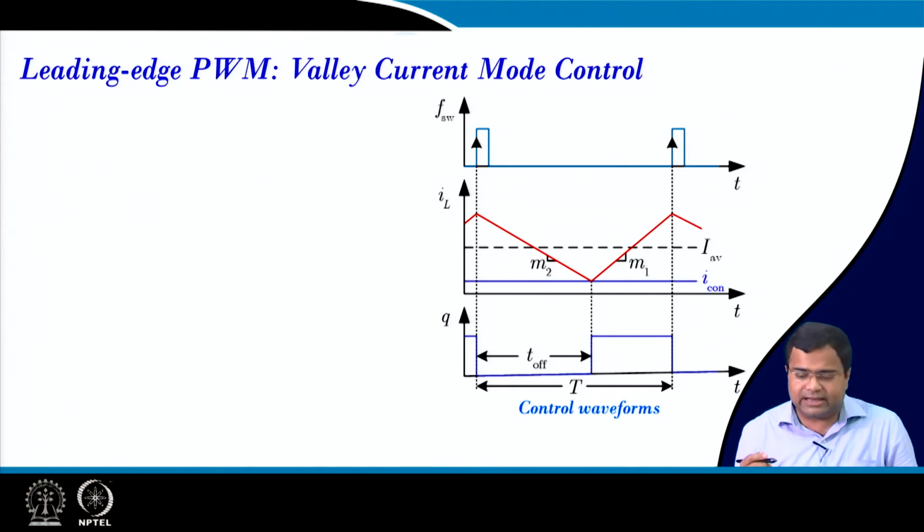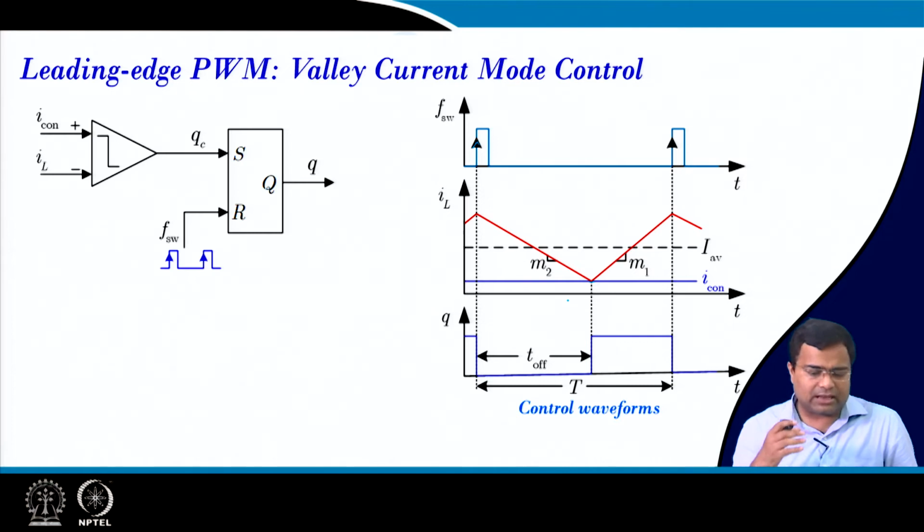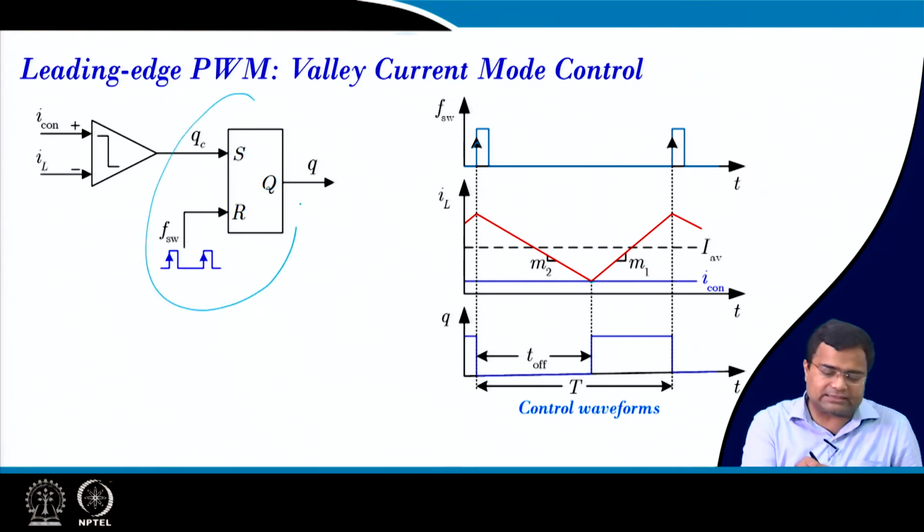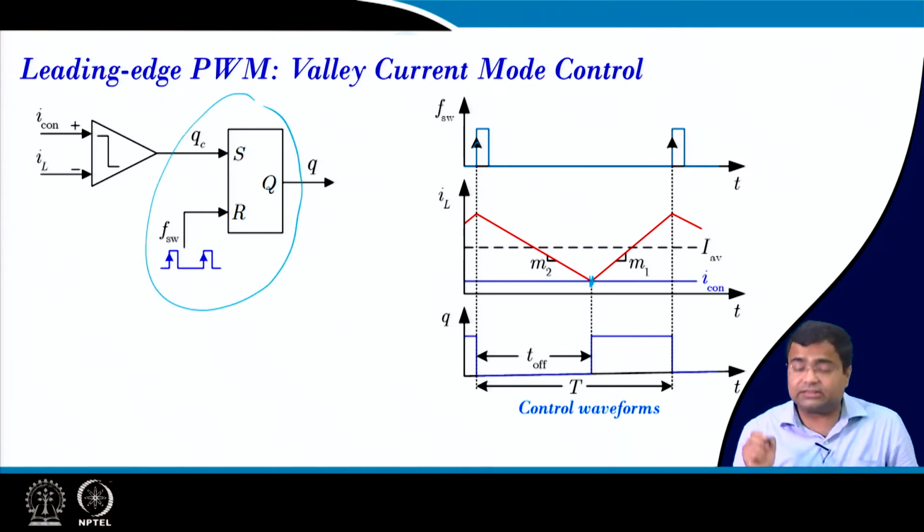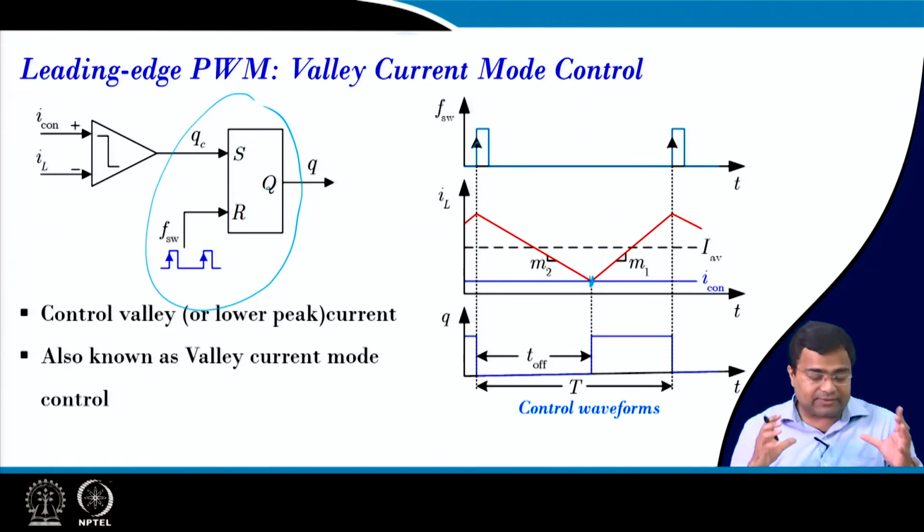Then if we take the leading edge, as I have discussed, at the rising edge of the switching clock the switch will be turned off, and when it hits the valley current reference, the switch will again turn on. Then again you need to use a latch circuit in this case, because there can be noise in the current sensor, and this is valley current mode control.